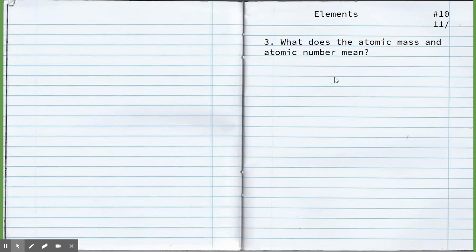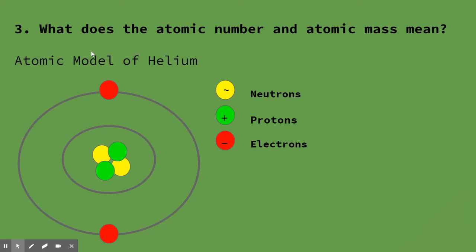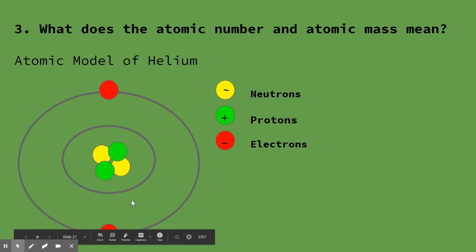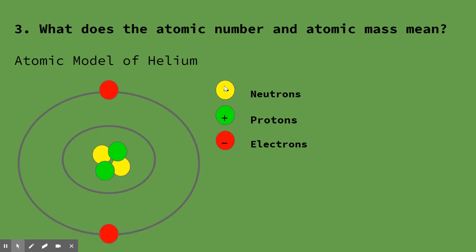Question number 3. What does the atomic mass and the atomic number mean? This is why these numbers are important. So this right here is a model of helium, and I would definitely recommend drawing this, make it look identical to mine. So we have protons, neutrons, and electrons, and you can see I noted them by color and by signs over here. So electrons are on the outside, protons and neutrons are on the inside.